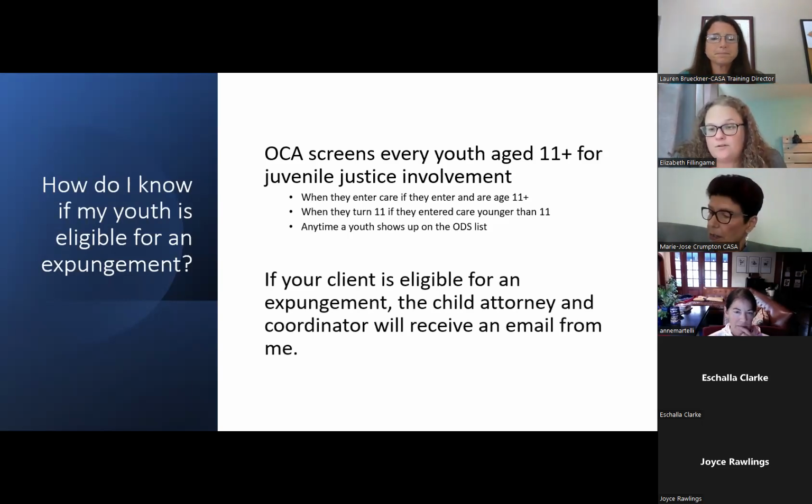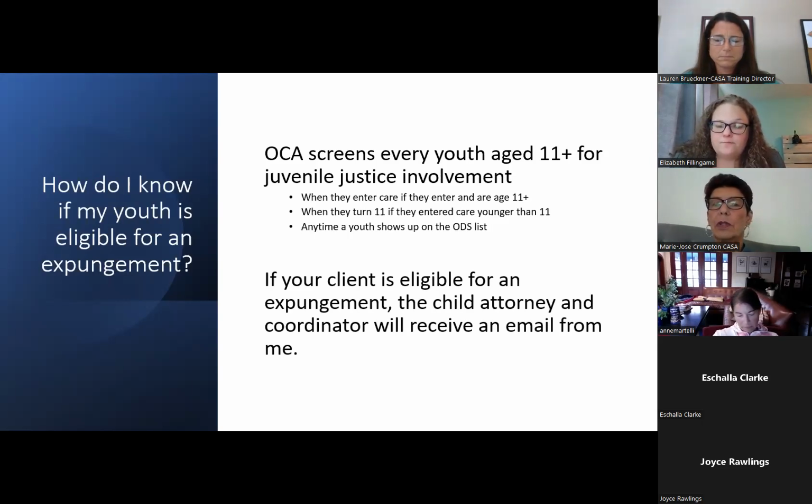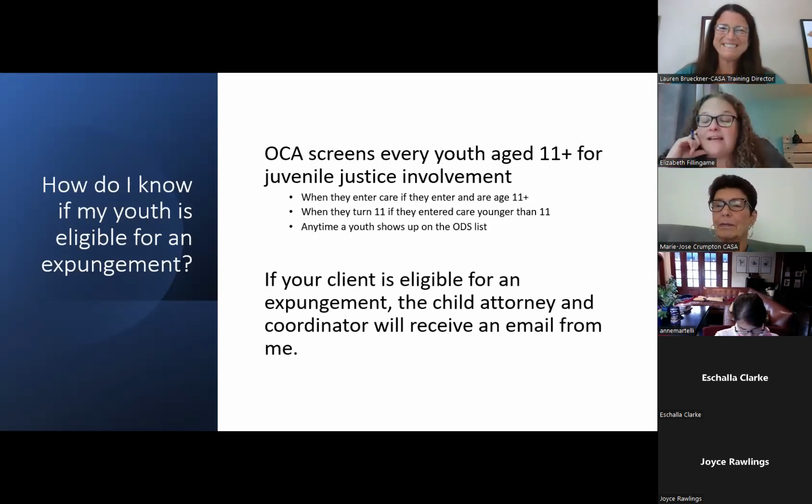Based on the youth not being eligible, I look at youth 11 or older. If a youth is charged, I don't know if that happens in Delaware, but can a youth be charged as an adult based on the crimes committed? They can. And that's really complicated. I wasn't going to get into that today, but yes, they can.